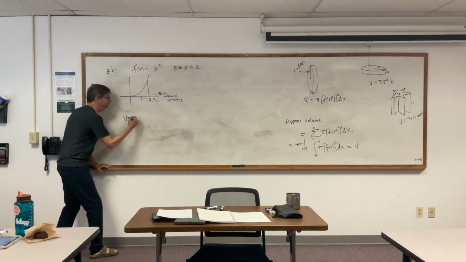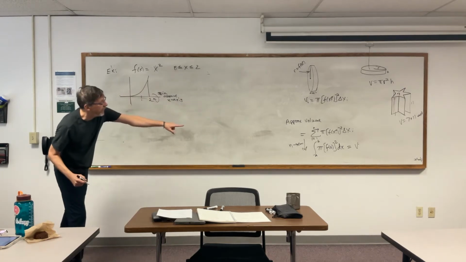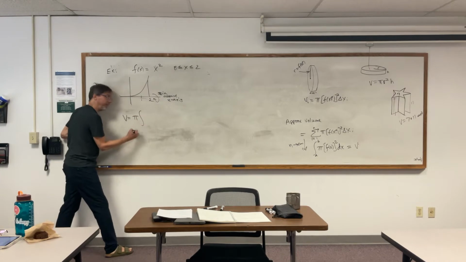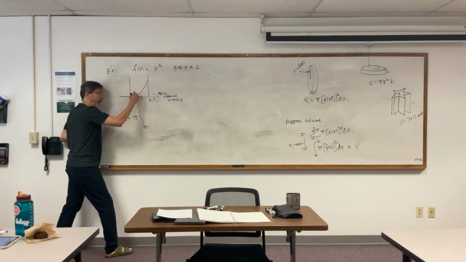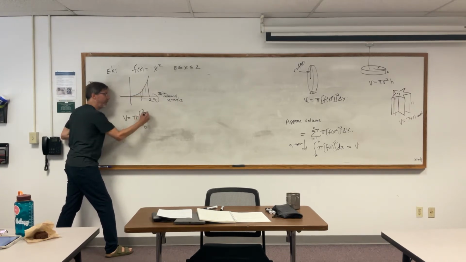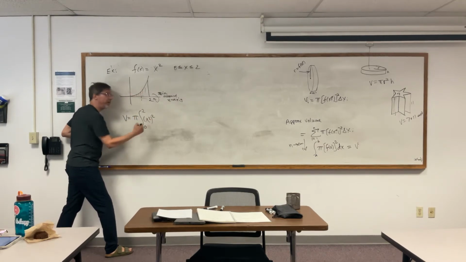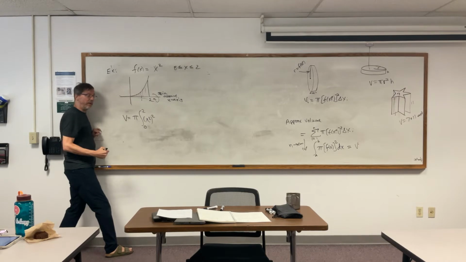Volume equals. You can bring that pi out in front. That would probably be a better plan. So bring the pi out in front. Integral over the range of slices, 0 to 2. The function is x squared, and I'm going to square it. dx.